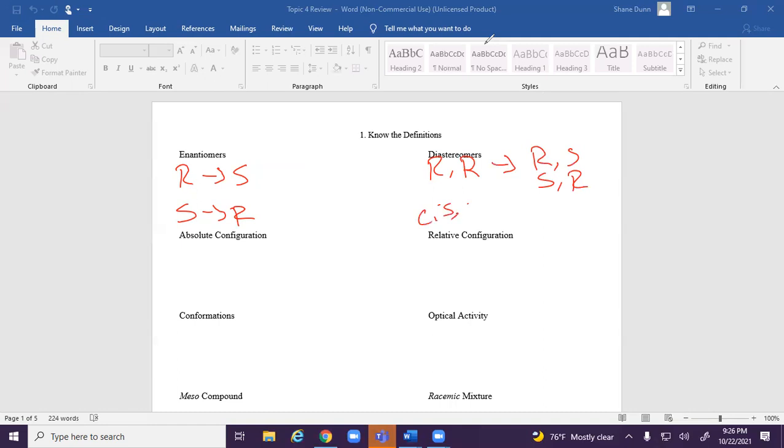If I have two cis's, right? The diastereomers would be a cis-trans or a trans-cis. You could think of diastereomers as the step between being polar opposites. Enantiomers is the polar opposite. Diastereomers is the step in between being polar opposites. One thing stays the same, one thing changes. That's how you identify it on the structure.